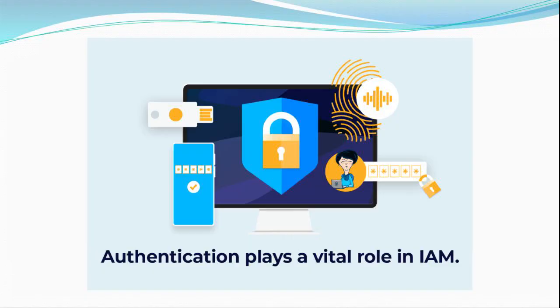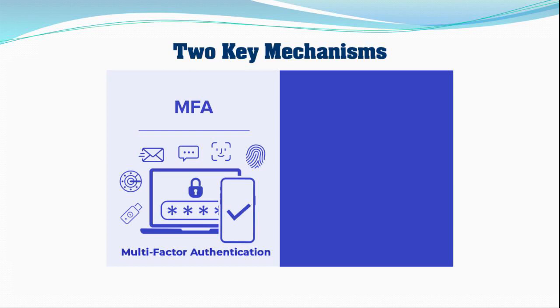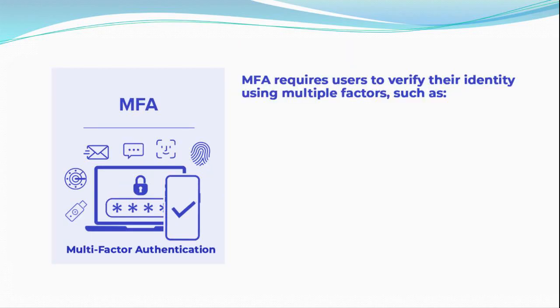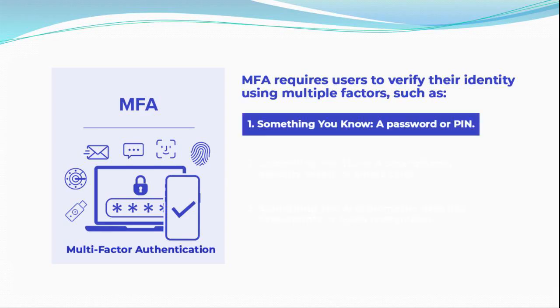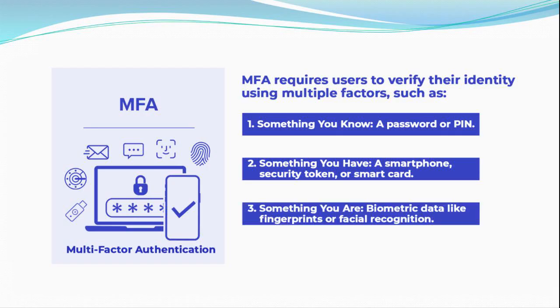Authentication plays a vital role in IAM. Let's explore two key mechanisms: multi-factor authentication, MFA, and single sign-on, SSO. MFA requires users to verify their identity using multiple factors, such as: 1. Something you know, a password or PIN. 2. Something you have, a smartphone, security token, or smart card. 3. Something you are, biometric data like fingerprints or facial recognition. Cloud providers like AWS, Azure, and Google Cloud support MFA to enhance account security.